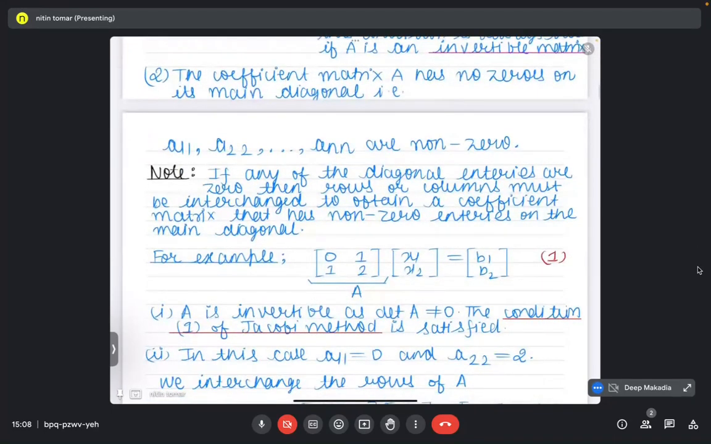If any of the diagonal entries are zero, because the second assumption is that the diagonal entries should all be non-zero, then rows and columns must be interchanged to obtain a coefficient matrix A that has non-zero entries on the main diagonal. And this we can always do, because interchanging the rows does not change the given solution. This we have already discussed many times in the past lectures.